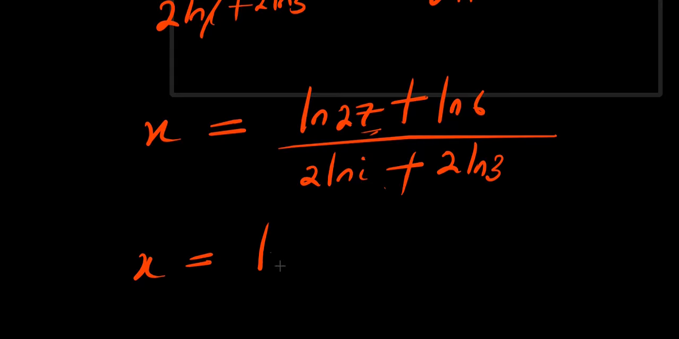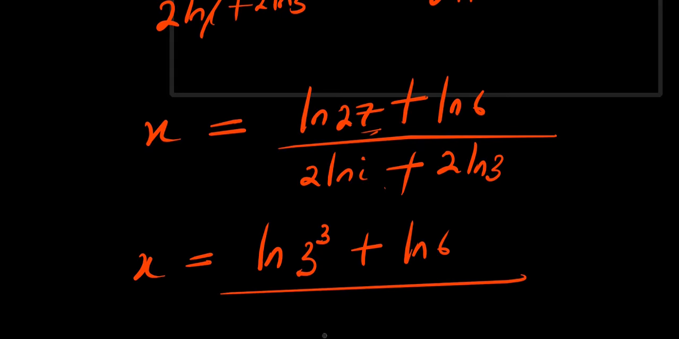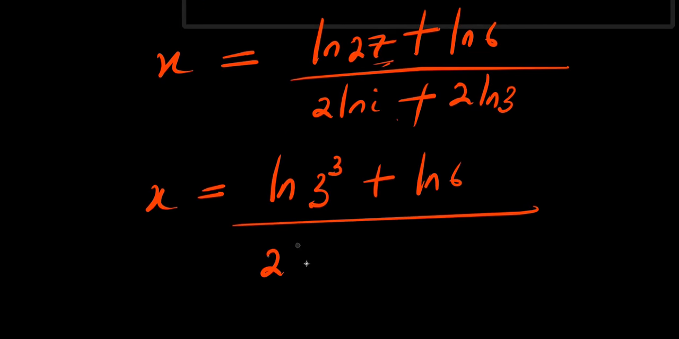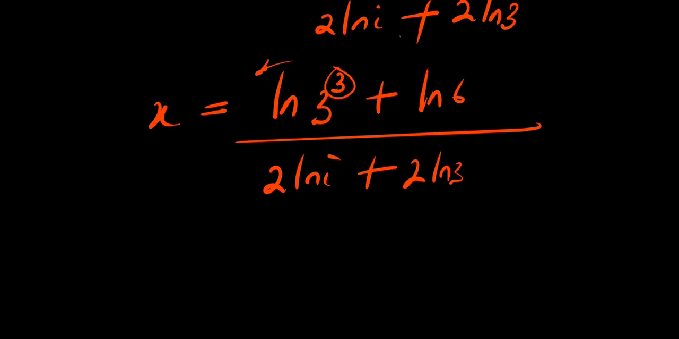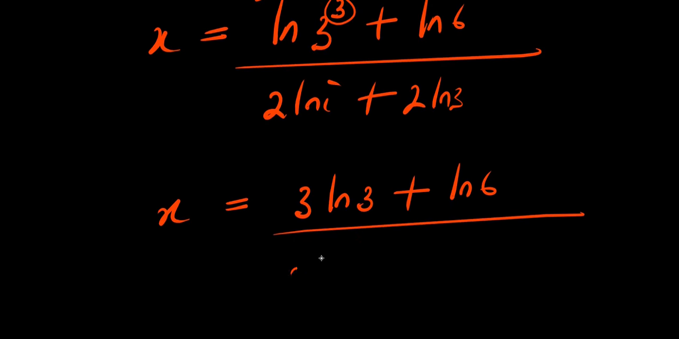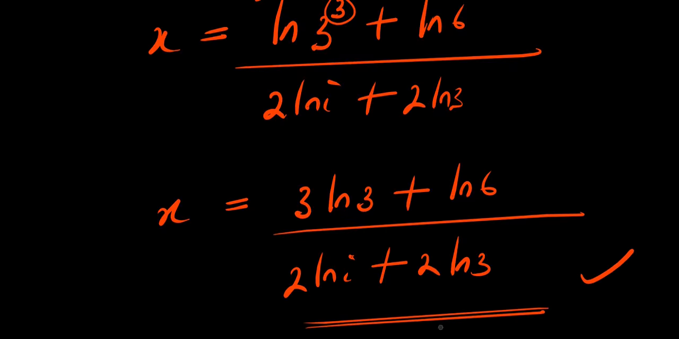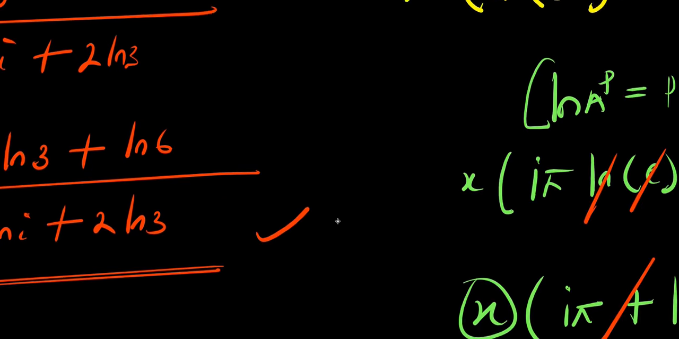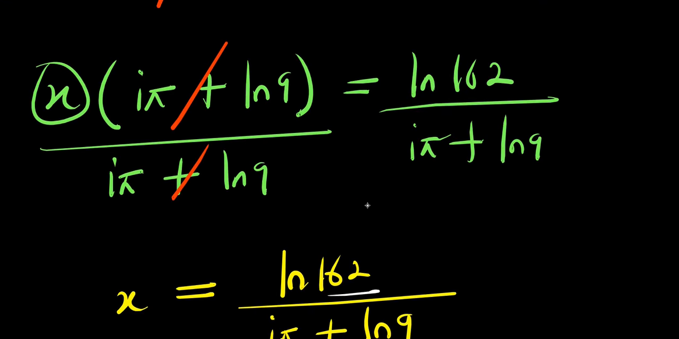We have x equals natural log 3 to the power 3 plus natural log 6 divided by 2 times natural log i plus 2 times natural log of 3. The 3 comes in front of this, right? So we have x equals 3 times natural log 3 plus natural log 6 divided by 2 times natural log i plus 2 times natural log 3. This is our answer based on this identity that we have used.